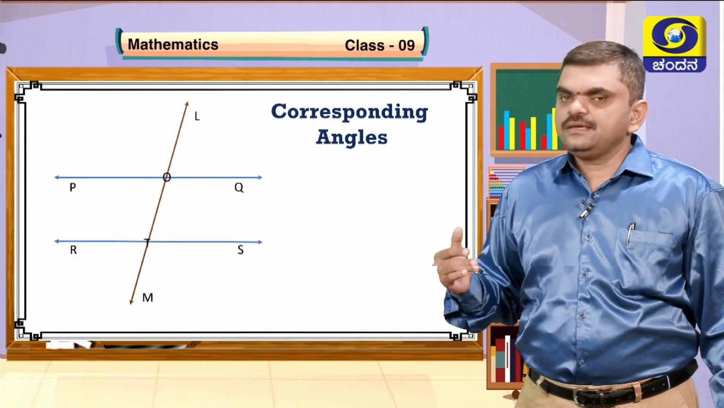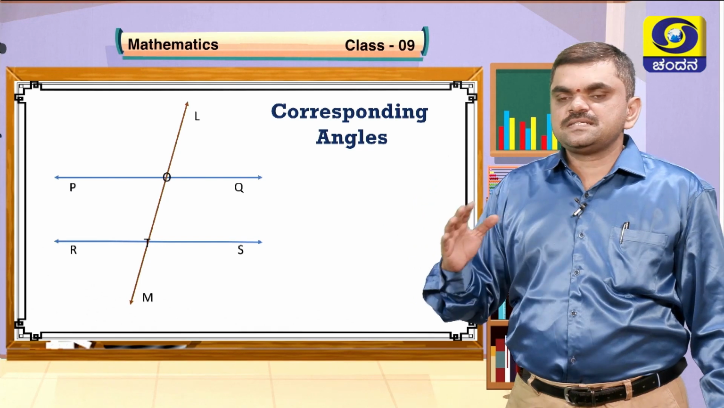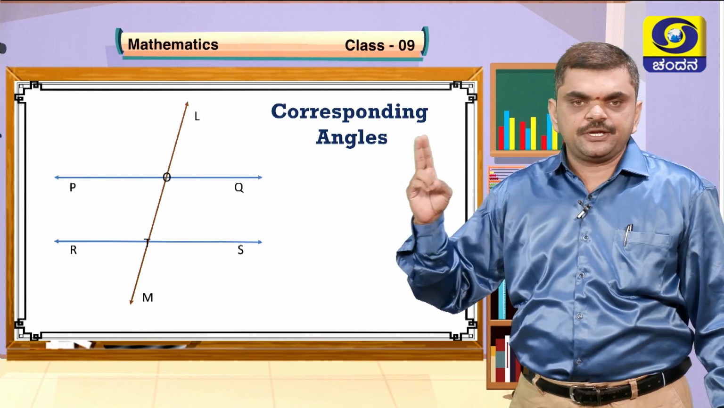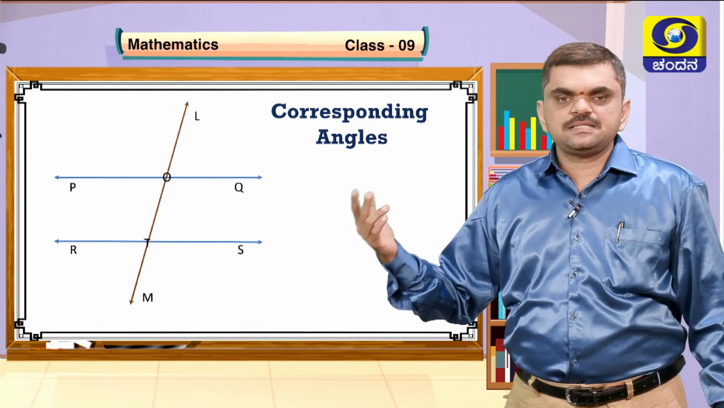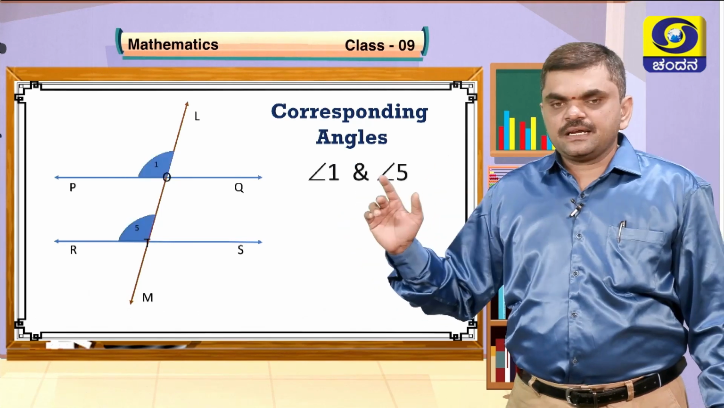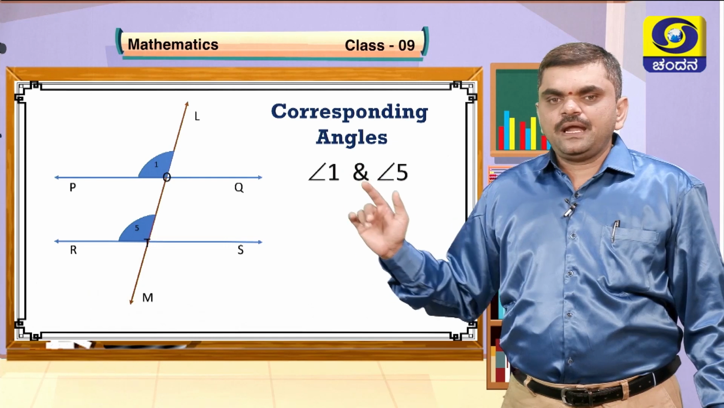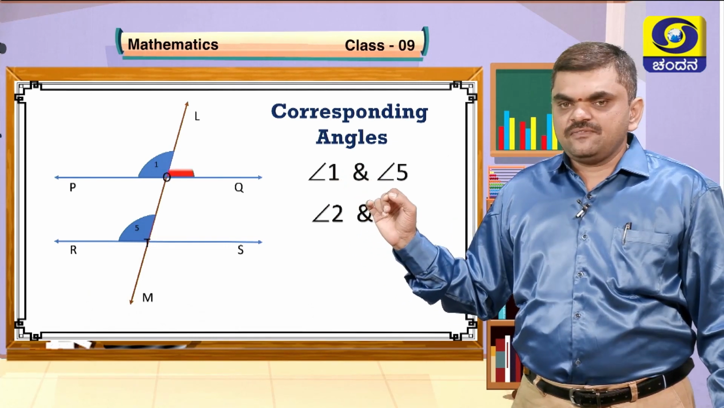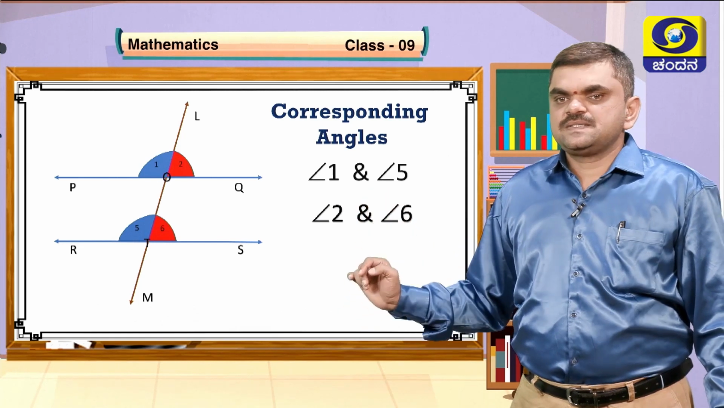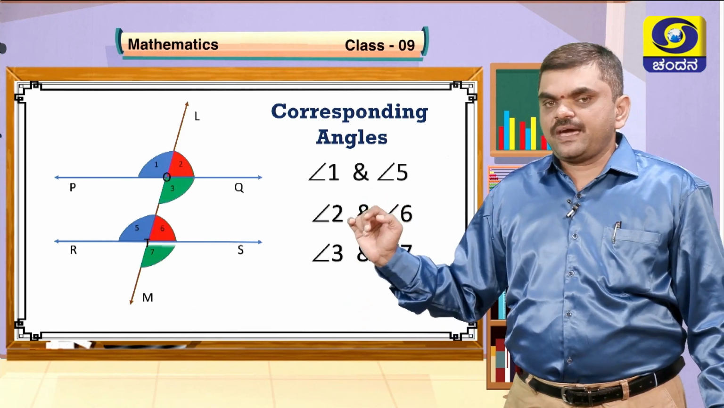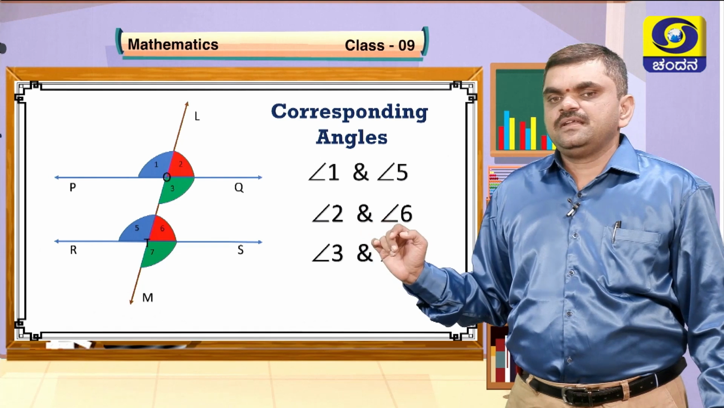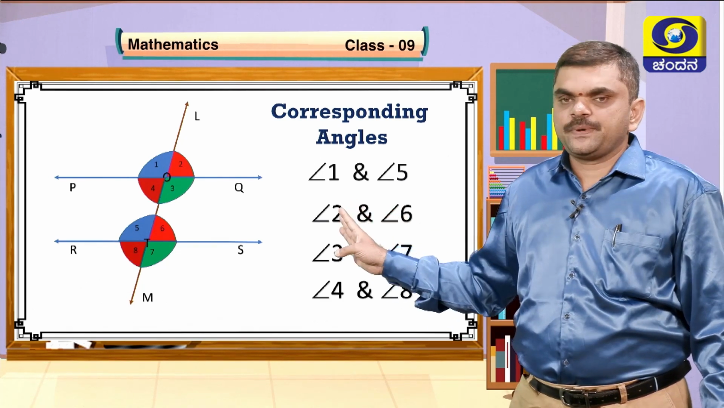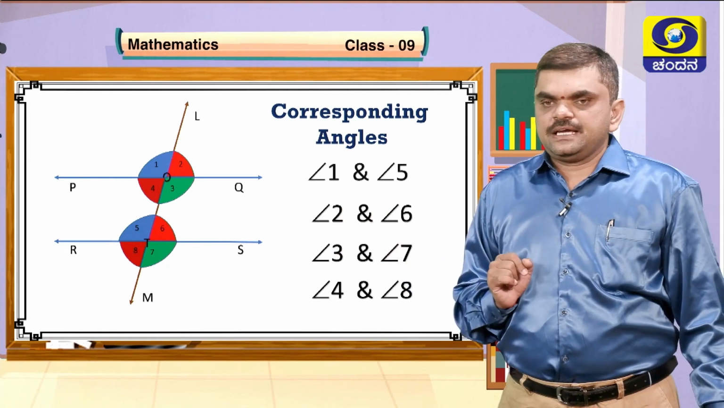In the same way, corresponding angles are the different angles formed when a transversal intersects any two lines. It may be parallel lines or it may be intersecting lines. Here corresponding angles means angle 1 and angle 5, they are corresponding angles. In the same way, angle 2 and angle 6, angle 3 and angle 7, and angle 4 and angle 8. There are 4 pairs of corresponding angles, children.